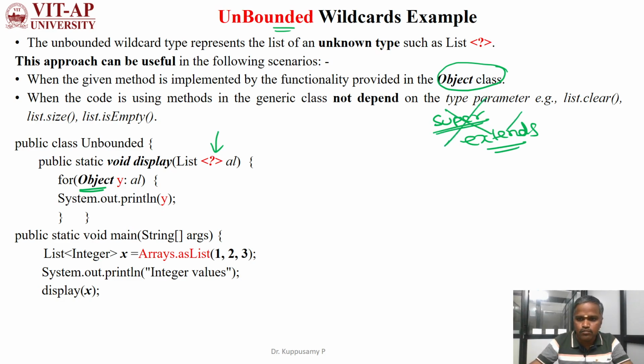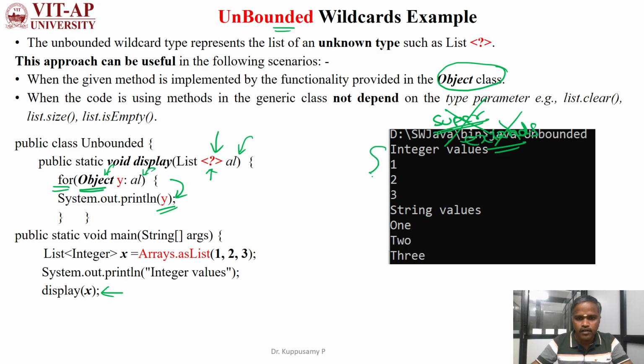We did not use both of them, so we are simply using the wildcard. Because I am using the object class, I pass the values I received from this method invocation. Then I print the values one by one using the for each loop. Based on that, I got the output here: these integer values.